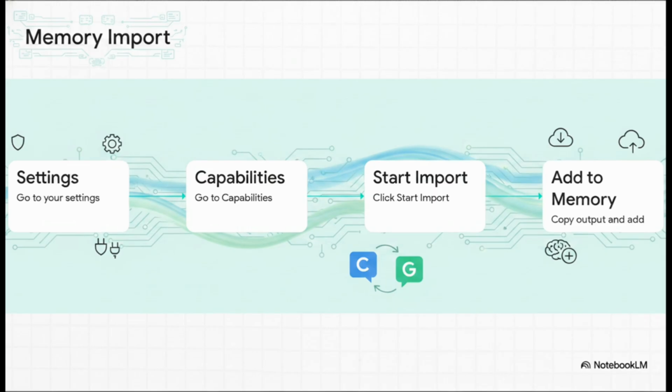You pop into your settings, hit Capabilities, and click Start Import. Now, Claude is actually going to give you a specific prompt. You take that, paste it over into ChatGPT, and ChatGPT will spit out its entire memory bank of everything it knows about you. You just grab that output, drop it right back into Claude, click Add to Memory, and boom, you're fully migrated. Zero context lost.